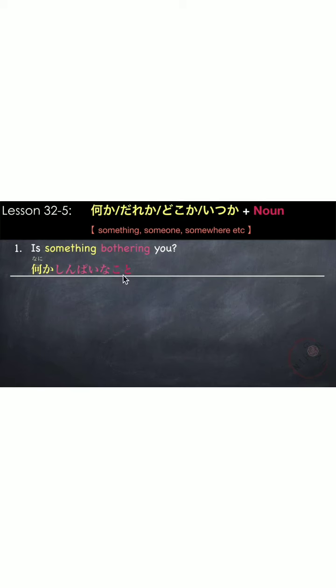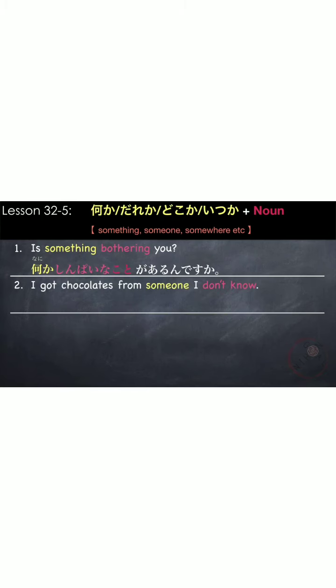So we describe this noun as 心配. 心配 means to worry or be worried. And this is a na adjective, so we add な. 心配なこと. A thing that is bothering you or the speaker or the listener. 何か心配なことがあるんですか？Next example. I got chocolates from someone I don't know.